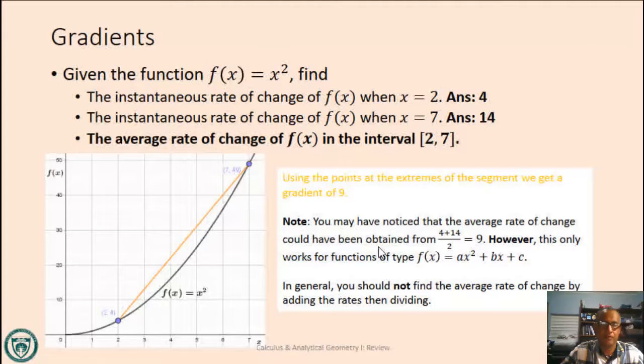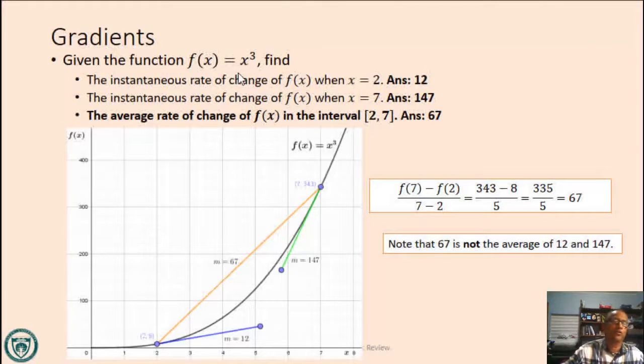So we can see that very clearly in this example. If I give you the function f of x equals x cubed, if you find the instantaneous rate of change here, you would get a gradient of 12, and here, when x is 7, you get a gradient of 147. If you draw the secant line between these 2 points, and you find the gradient of this line, remember it's the change in the y divided by the change in the x, you would get 67. However, 67 is not the average of 12 and 147. So be aware of that, right?